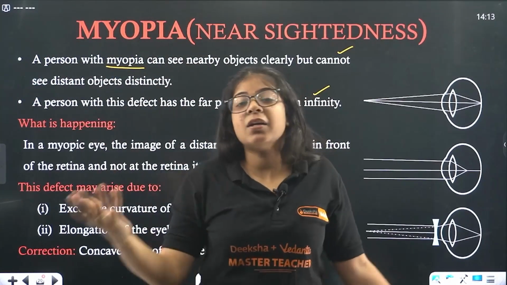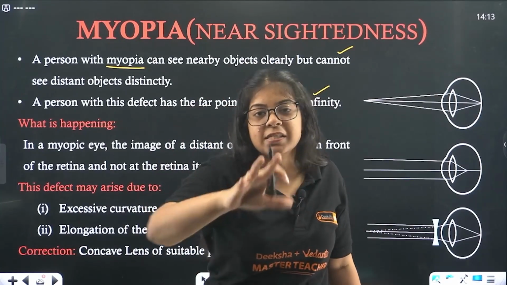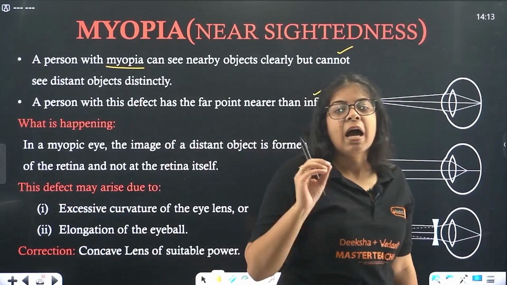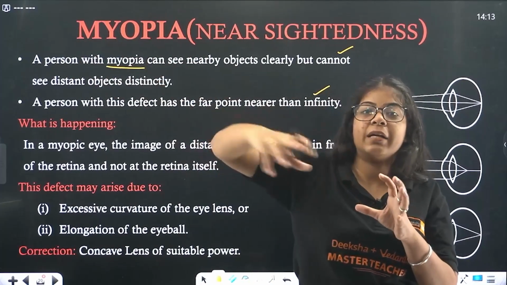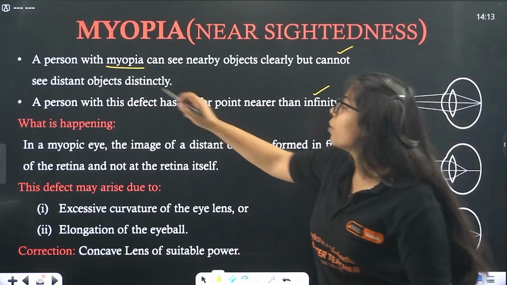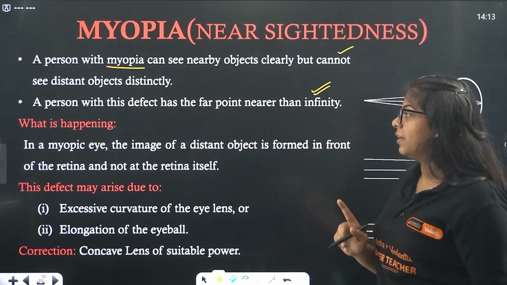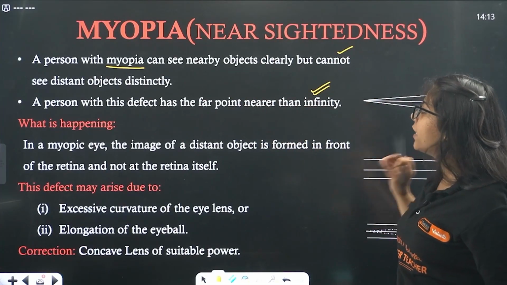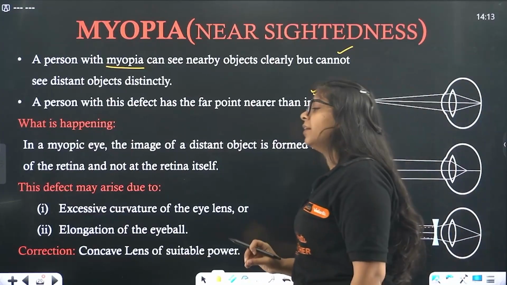But for me, I cannot see infinity objects clearly. So I see 10 meters. Till 10 meters I see clearly. So 10 meters will be my far point. Understood? The far point moved from infinity to closer to the eye, to 10 meters. So a person with this defect has the far point nearer than infinity. What is happening, beta? In a myopic eye, the image of a distant object is formed in front of the retina and not at the retina itself.